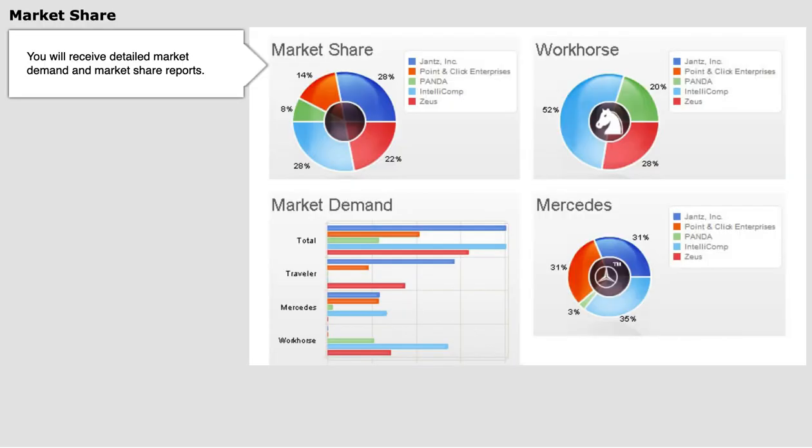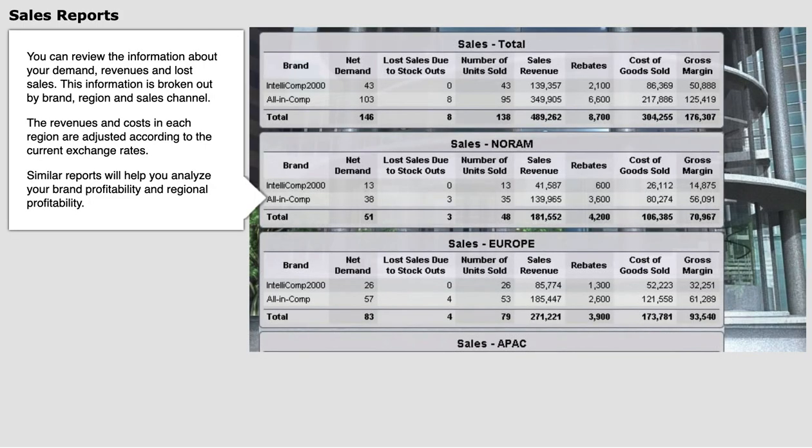You will receive detailed market demand and market share reports. You can review the information about your demand, revenues, and lost sales. This information is broken out by brand, region, and sales channel. The revenues and costs in each region are adjusted according to the current exchange rates. Similar reports will help you analyze your brand profitability and regional profitability.